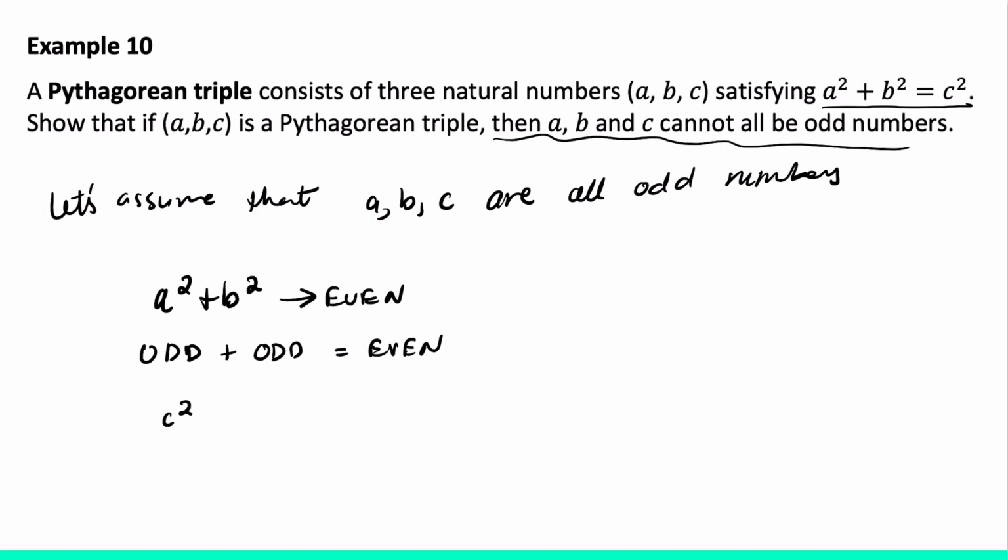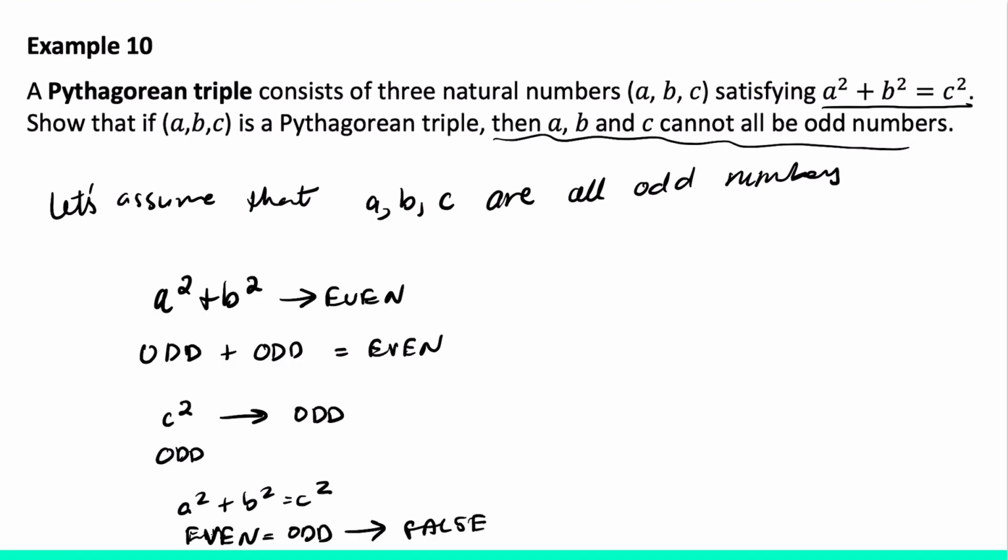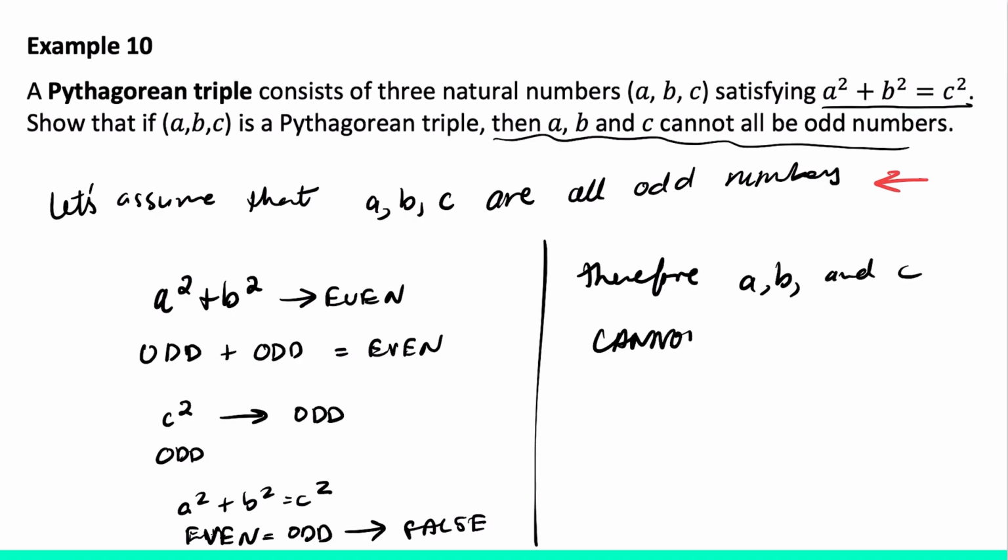Now, on the other side, c squared, again, when you square an odd, you end up with an odd. So c squared must be an odd number. So then a squared plus b squared equals c squared means that I end up with an even number equal to an odd number. That there is our mathematical nonsense. That is false. It can't happen. Therefore, this statement that we made must be false, and hence the original statement must be true. So we can write, therefore, a, b, and c cannot all be odd numbers.